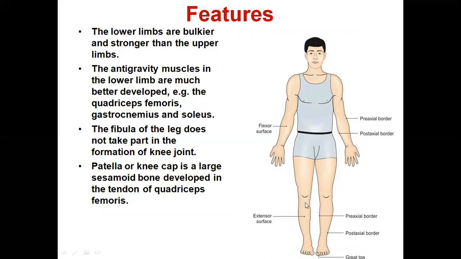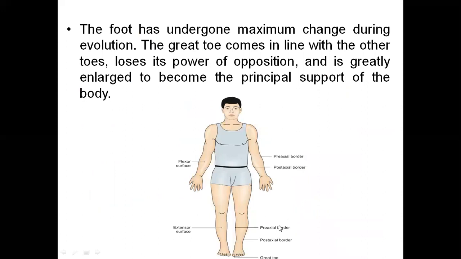The fibula of the leg does not take part in the formation of the knee joint. The patella, which is present right in front of the knee, is the kneecap. It is a sesamoid bone developed in the tendon of quadriceps femoris. The foot has undergone maximum change during evolution.